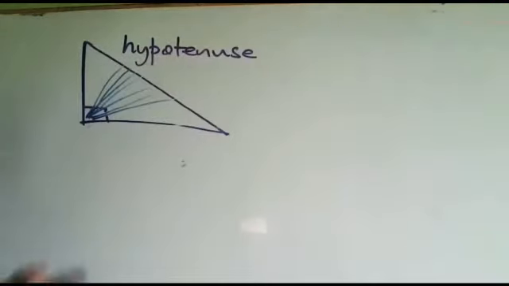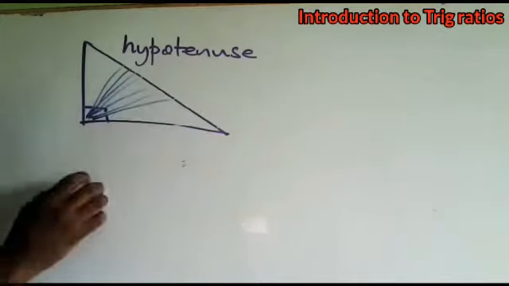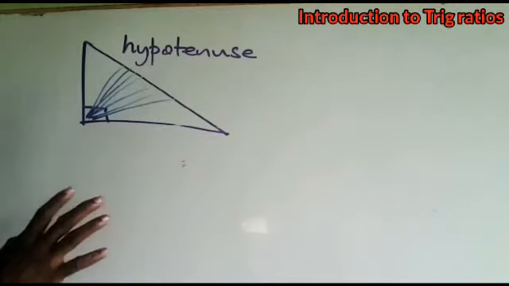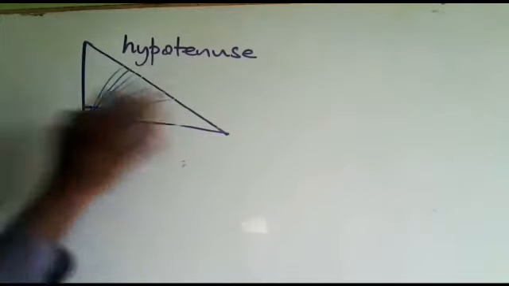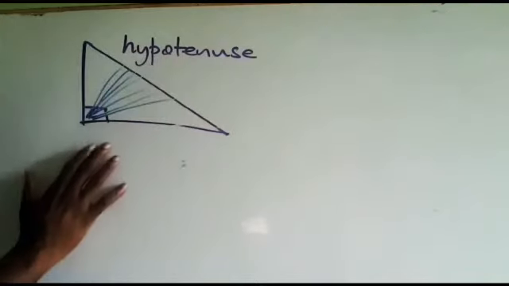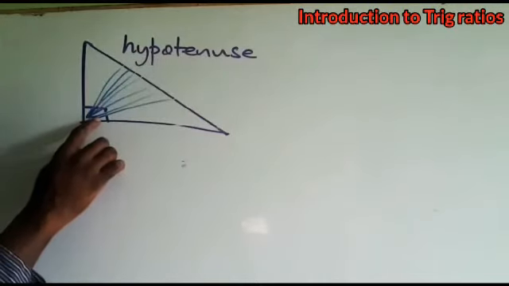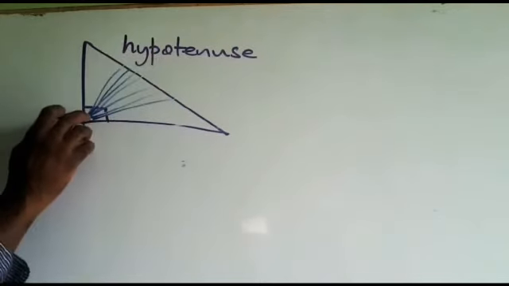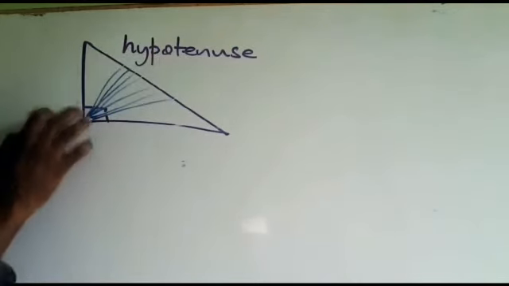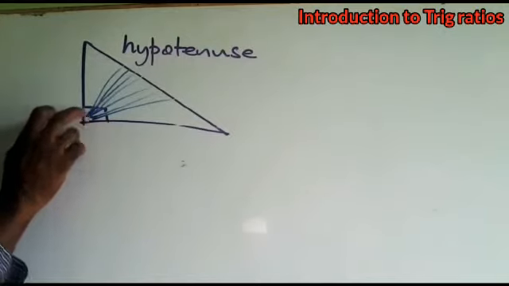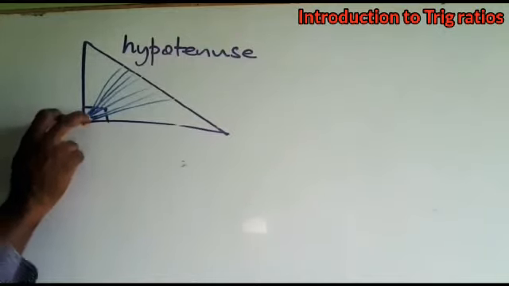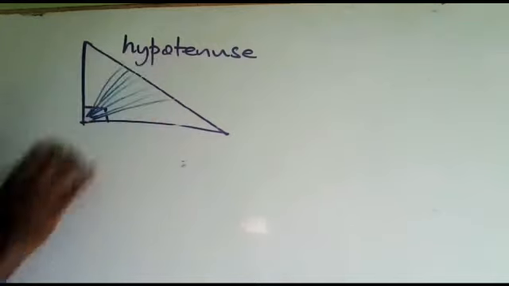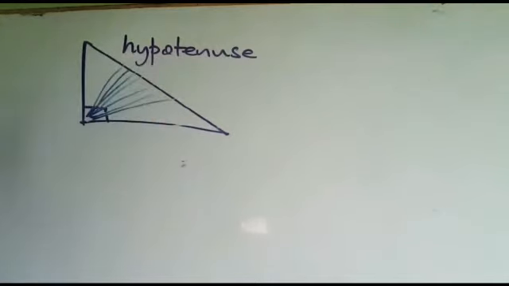And we don't want to mix up this side, the hypotenuse, with the other sides. So again, the hypotenuse is the longest side of a right angle triangle. And the reason why it is the longest side is because it is directly opposite to the biggest angle, because the biggest angle of a right angle triangle is 90 degrees. Thus, it produces that longest side.